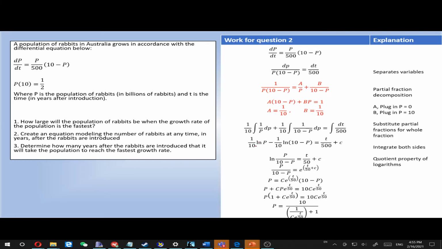When I'm combining two logarithms of the same base, in this case a natural log, if I'm subtracting two logarithms of the same base, then we can divide. I've also multiplied everything by 10 in order to get rid of this 1/10. So if I multiply through by 10, the 1/10 goes away, the t over 500 becomes t over 50, and c times 10 is still a constant we haven't solved for, so I can leave that as c for now.